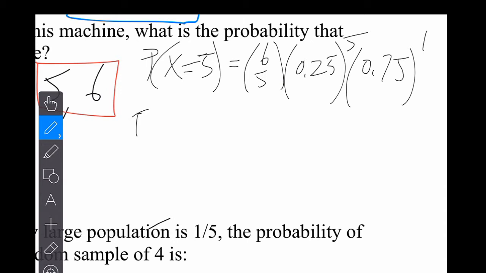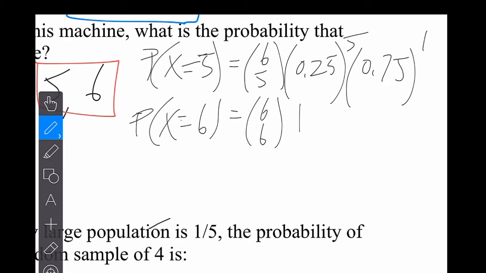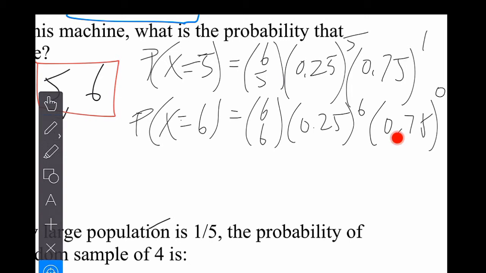Then I'm going to do the same for 6 defects. So all defective. 6 choose 6. That's the number of ways of seeing 6 successes, or 6 defects out of 6. The probability of defect is 0.25. And there's 6 of those. And then there's none that are good. Again, remember that these sum to 1. And these must sum to the total n trials, or n in our sample, 6 in this case.